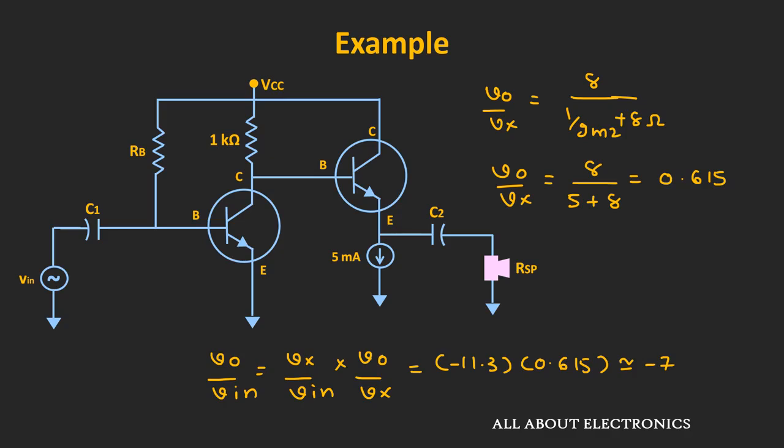And still it is far better than the first case where the gain was minus 0.159. That means whenever the load impedance is very low, then it is always better to use the emitter follower as a buffer between the amplifier and the load. So I hope in this video you understood what the emitter follower is, and because of its high input impedance and low output impedance, how it can be used as a buffer.